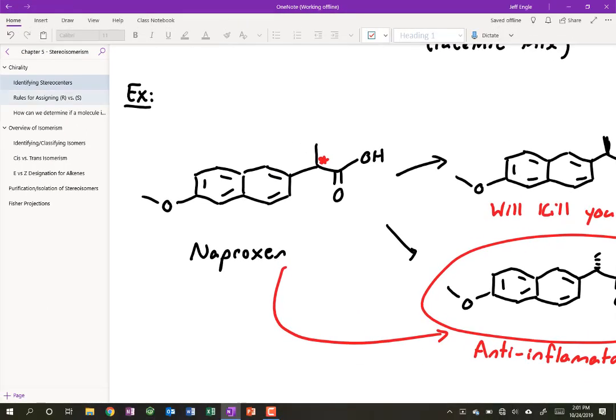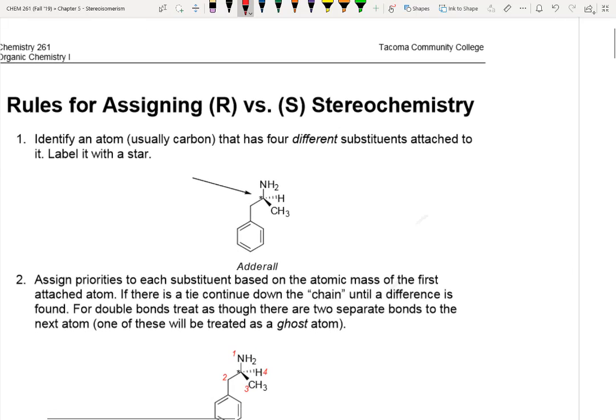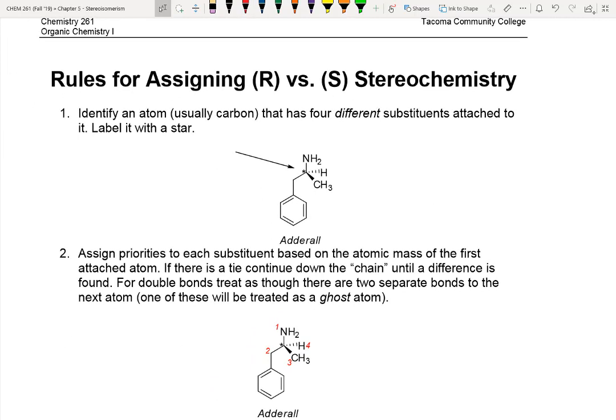So in the handout, I've got rules for assigning R and S stereochemistry. This is referred to as absolute configuration. To avoid any mishaps, we need to make sure that we clearly communicate to other chemists which handed molecule we're talking about. So, another fun drug, Adderall. Adderall has a stereocenter, square in the center. So I've got that labeled with a star right there. And then what it says is, in step 1, label it with a star. So I'll just make this a red star right there.